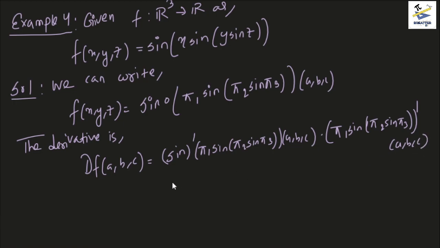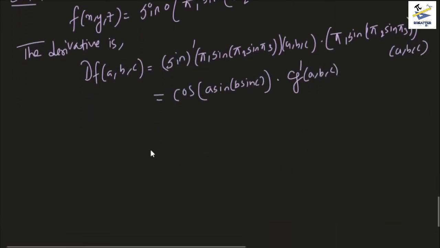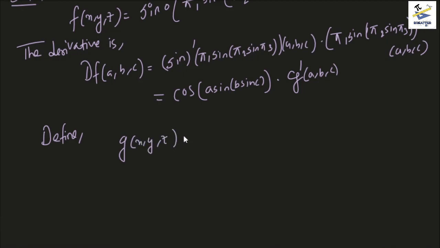So let us evaluate this first part first. It's basically cosine of a sine of b sine c, and multiplied by, let this function be written as g of a, b, c, g prime of a, b, c, right? So define g of x, y, z as, so we are going to define this argument completely differently, x into sine of y sine z.